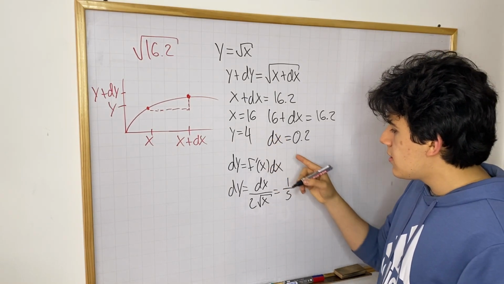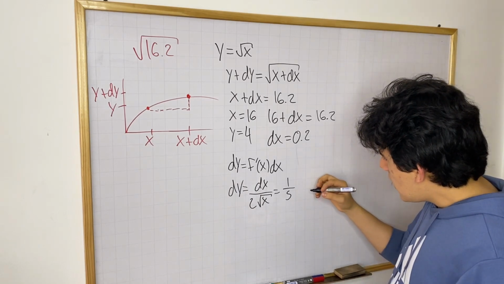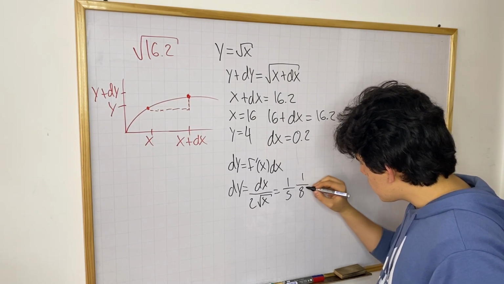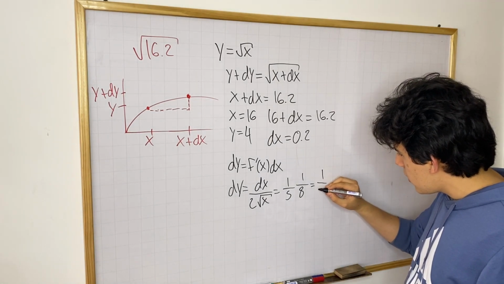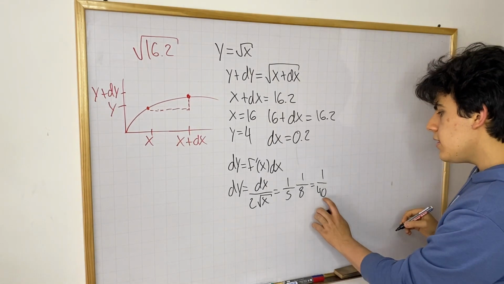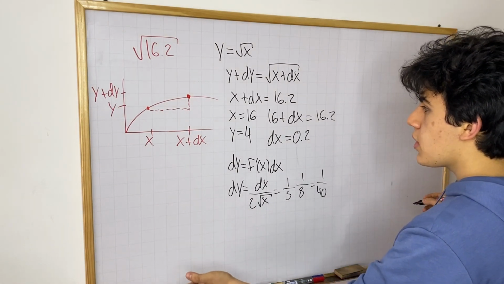We know x equals 16, so the denominator is 2 times 4, and that's going to be 1 over 8. And this is pretty simple: you just get that this is 1 over 40. And this is the value for dy. Now it's pretty easy what you need to do.